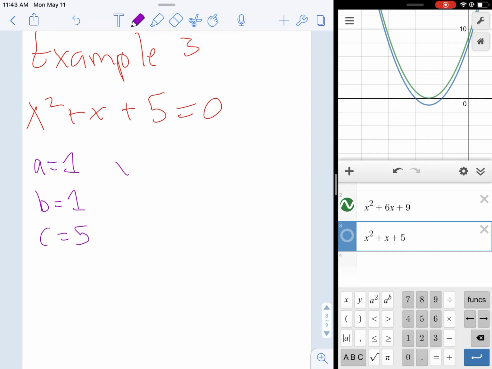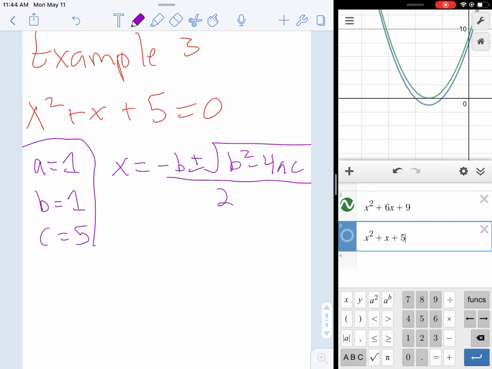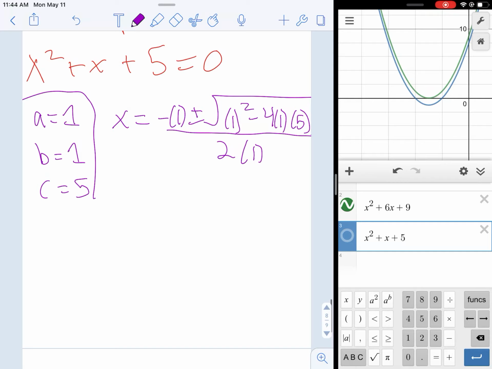Okay, let's set up our quadratic formula. X equals -b plus or minus the square root of b squared minus 4ac, and that's all over 2a. And we're going to substitute our values. In this example, luckily, a and b are both 1. So let's replace a's and b's with 1, making sure we use parentheses. And then we have to replace our c value with 5. Okay, that is our quadratic formula for this problem.